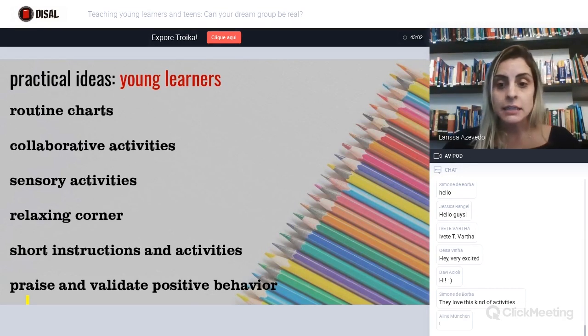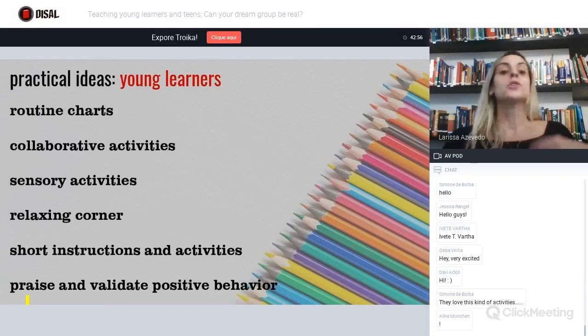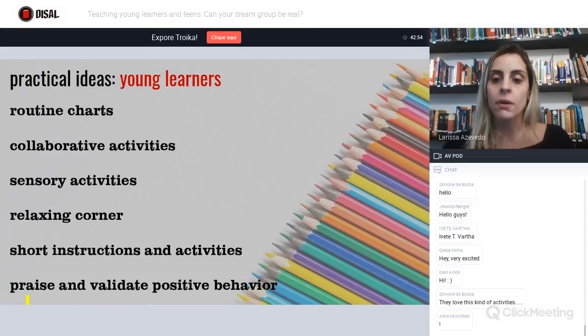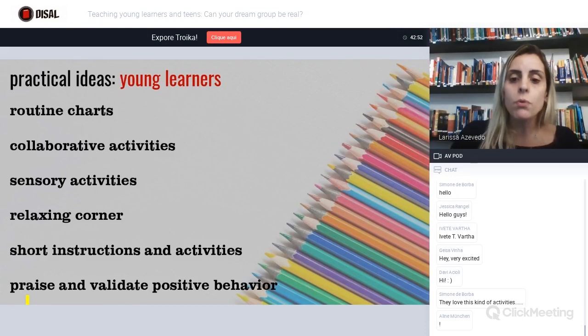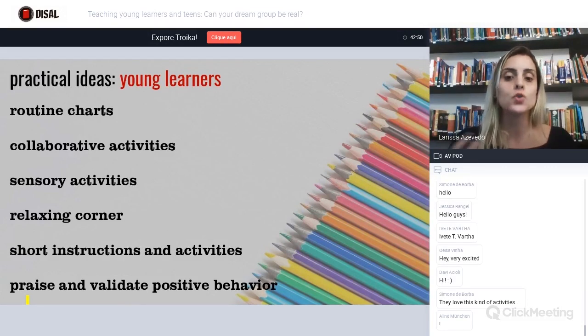Short instructions and activities. So, as we know, they do have short attention spans. This is for a fact. So what can we do in order to help them cope with the activities and the tasks without losing interest that easily? Break the instructions and the activities down into shorter steps, smaller steps.